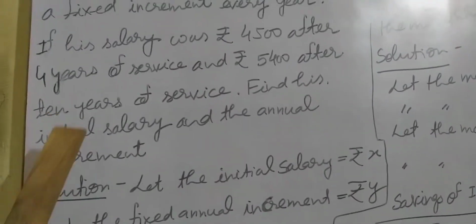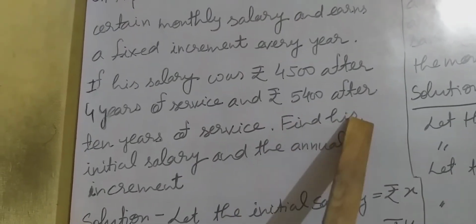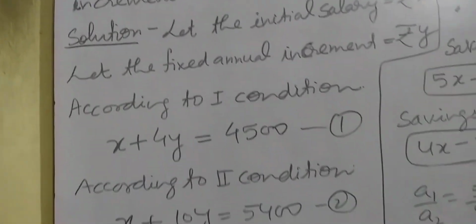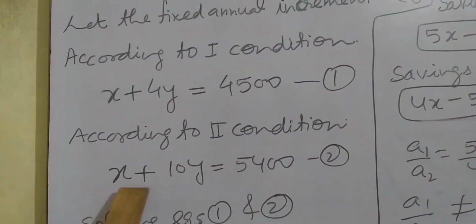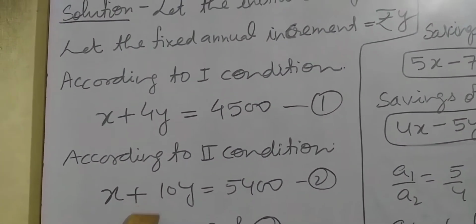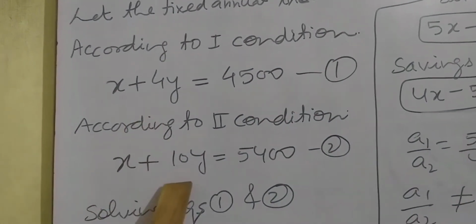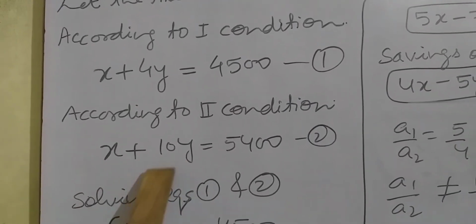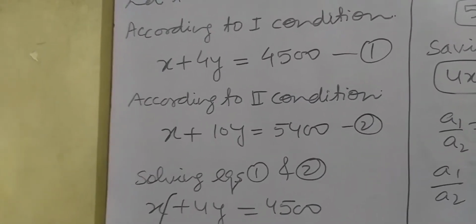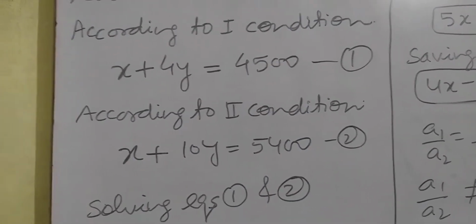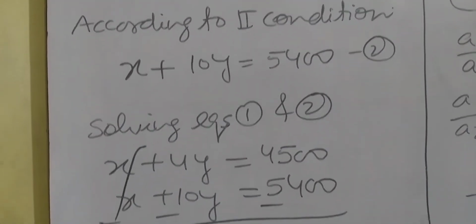Similarly, according to the second condition, it is given that rupees 5,400 salary becomes after 10 years. So this is initial salary X and 10 years given. One year annual increment is Y, so for 10 years 10Y. X plus 10Y equals 5,400. Now two equations are there. We have to solve them by any method. I am going to solve them by elimination.